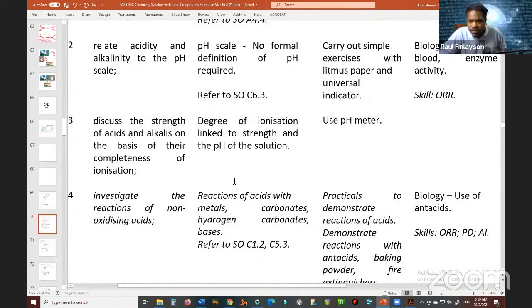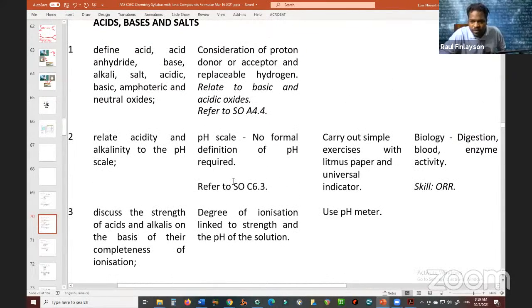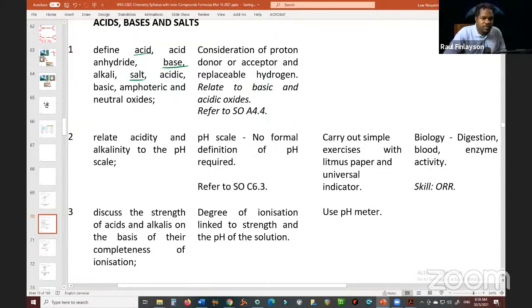Yeah. So, acid, base, and salt. First thing, we have to define acid. We define acid, base, and then salt. All right. So let's go at it now.